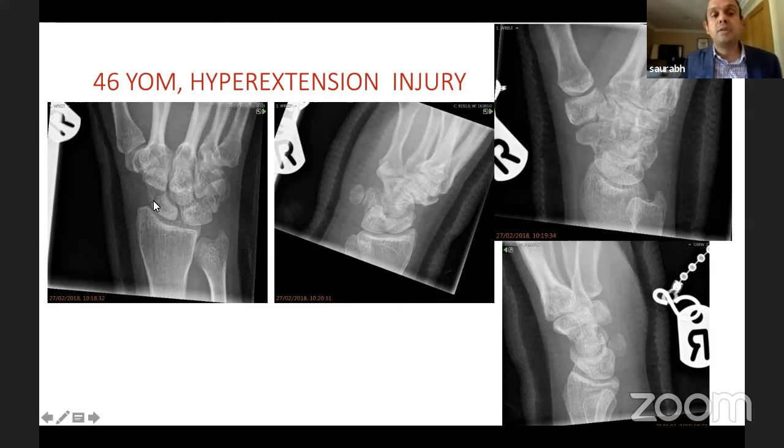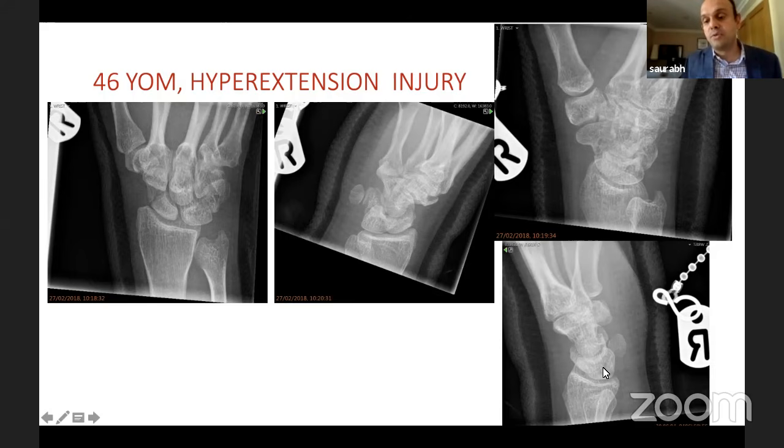So once you've established it's an isolated waist injury and it's not a non-union waist, then you can ask for other views. Always ask for all the views. And see, for example, this is a 45-degree supination view. So here you can see the proximal pole very nicely, whereas the distal pole is all merged in other bones. Similarly, this is a 45-degree pronation view. You can see your distal pole, but you can't see your proximal pole.